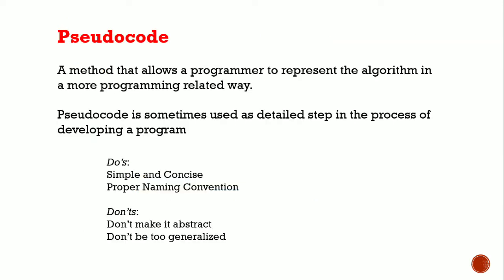Next, we have the term pseudocode. So, ang pseudocode, it is a method that allows the programmer to represent the algorithm in a more programming-related way. Sa mga lain nga programmers, gitawag ang pseudocode og fake code. Kay it looks like a code, no? It tends to look like a programming language but can still be understood by a person that has little understanding about programming. So, ang pseudocode dali ra masabtan bisag kita nga mga first timer. It is sometimes used as a detailed step in the process of developing a program.